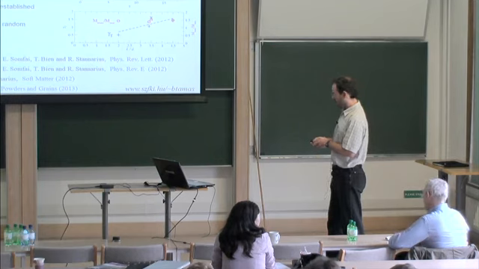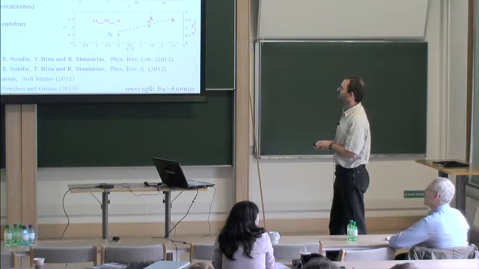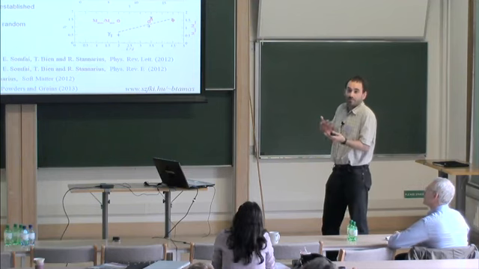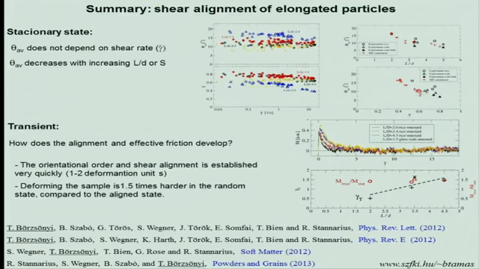And that during this transient, the effective friction of the material decreases. It was about 1.5 times harder to rotate the unaligned sample compared to the case of the shear-aligned sample.